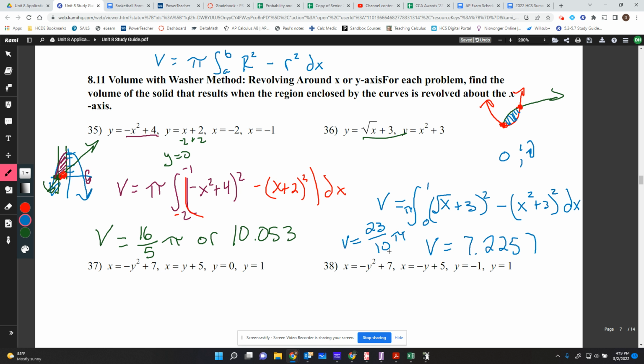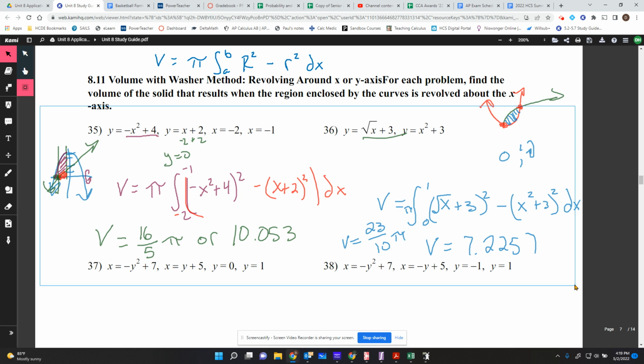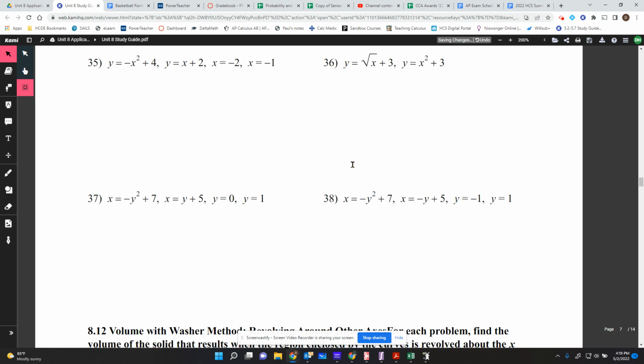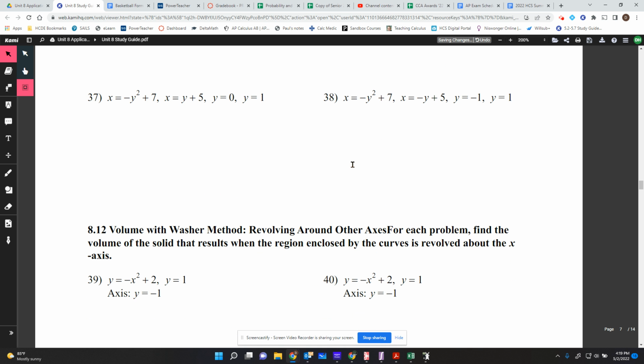So that's the volume for those two, and 35 and 36 are rotated around the x-axis. So that makes a big difference. 37 and 38 will be rotated around the y-axis. So our bounds are going to be y values, and we're going to differentiate with respect to y. And this is telling us we're going from y is 0 to 1, so it kind of gives us a little bit of help.